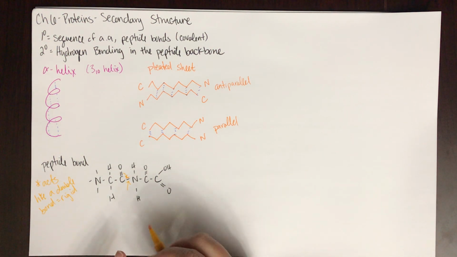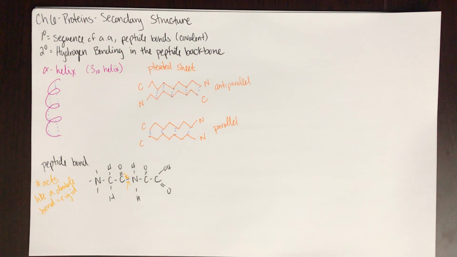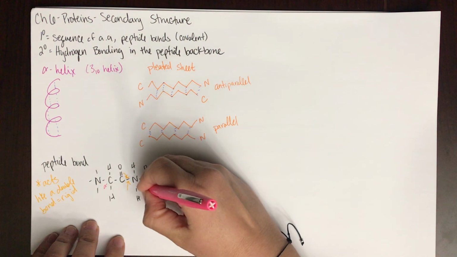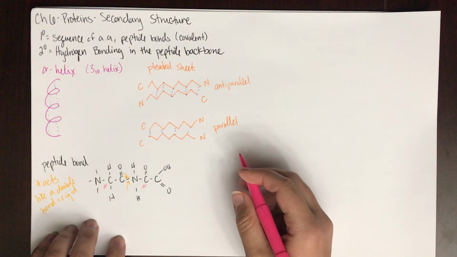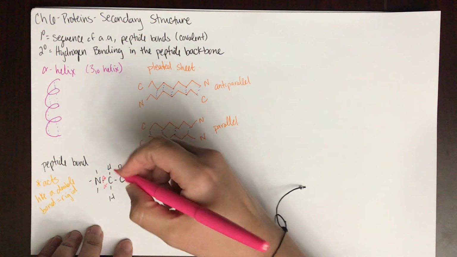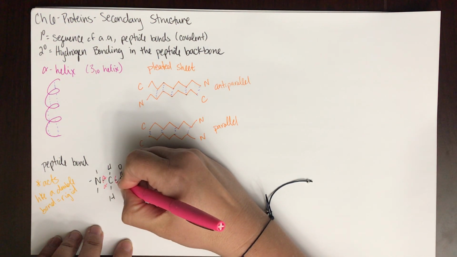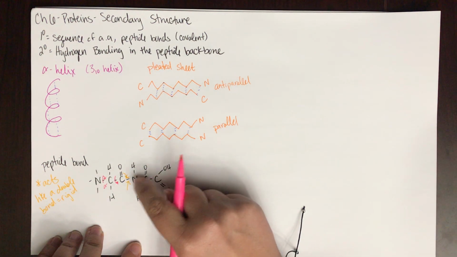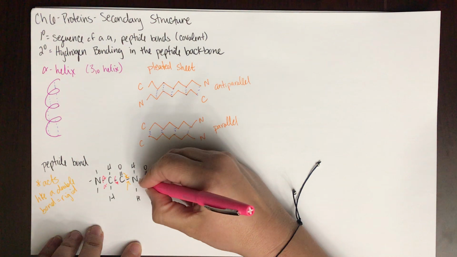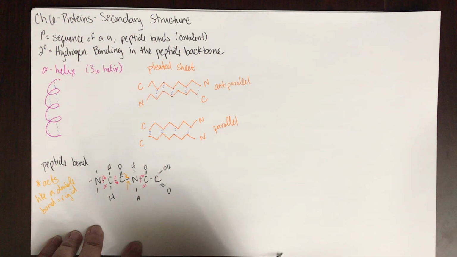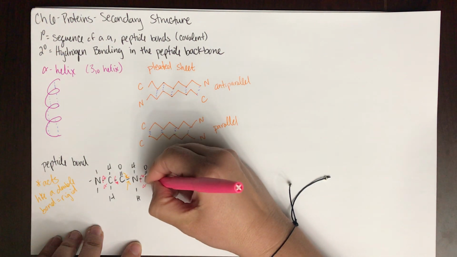Where there is rotation is on either side of the alpha carbon. So here's the alpha carbon here and here. So what we do have is rotation between this nitrogen and this carbon, and this carbon and this carbon. We have rotation around these bonds, but no rotation here where the peptide bond is.